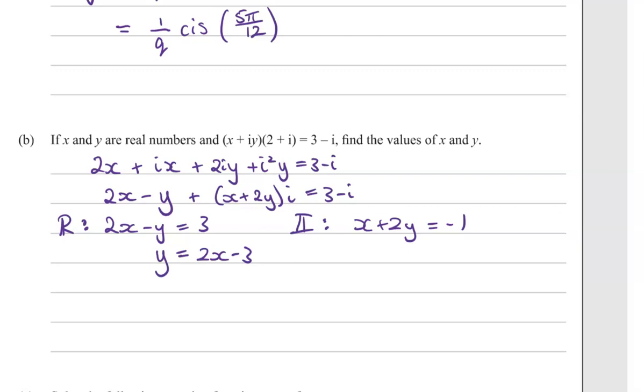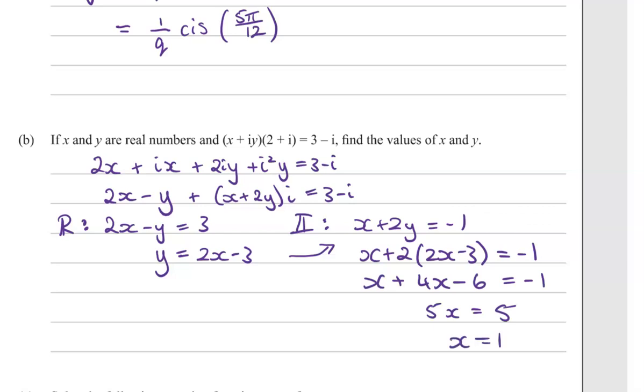So with that real part we can rearrange this to be y equals 2x minus 3 and put it into the equation that we've got for the imaginary parts. So replace that y with 2x minus 3, so we can work that through. And we get that x equals 1. Now if x equals 1, y was 2x minus 3, so y equals minus 1.